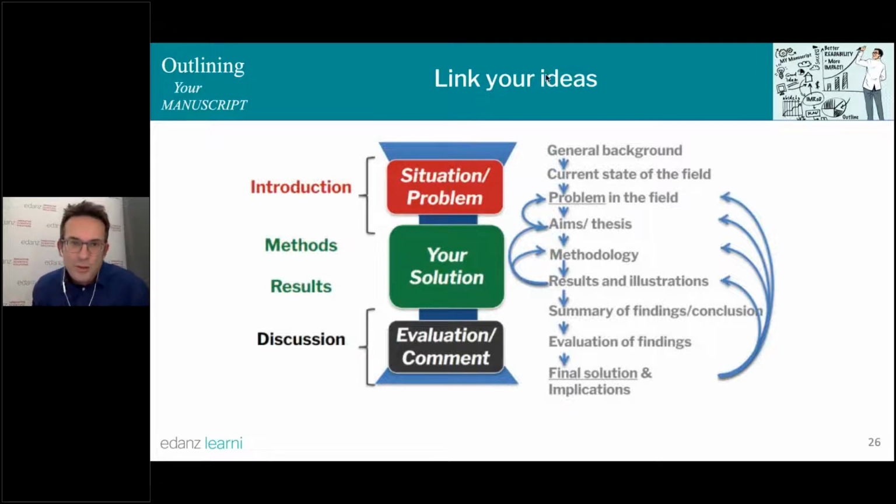Of course, in the introduction, a situation, a problem, a question. Of course, in the methods and results, your approaches and your solution to that problem, to that question. And then, of course, in the discussion, the answer to the question and your evaluation of it in the context of other work and giving your own opinion.